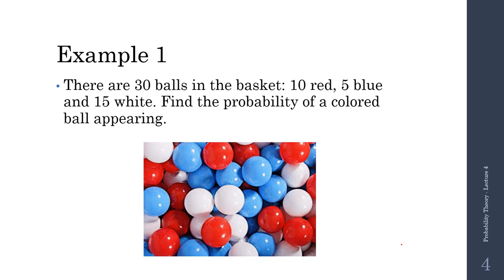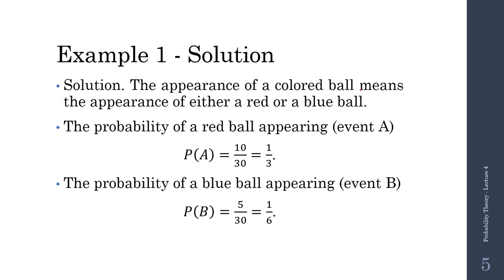Another example: there are 30 balls in the basket, 10 of them red, 5 of them blue, and 15 of them white. Find the probability of a colored ball appearing. Colored ball means red or blue. The appearance of a colored ball means the appearance of either a red or a blue ball.